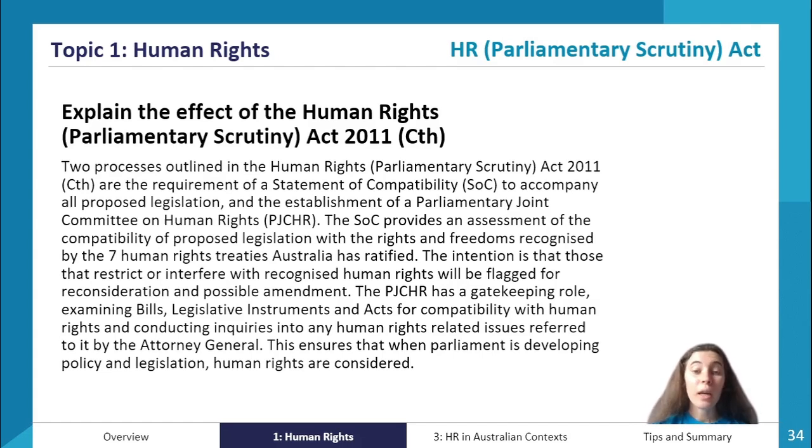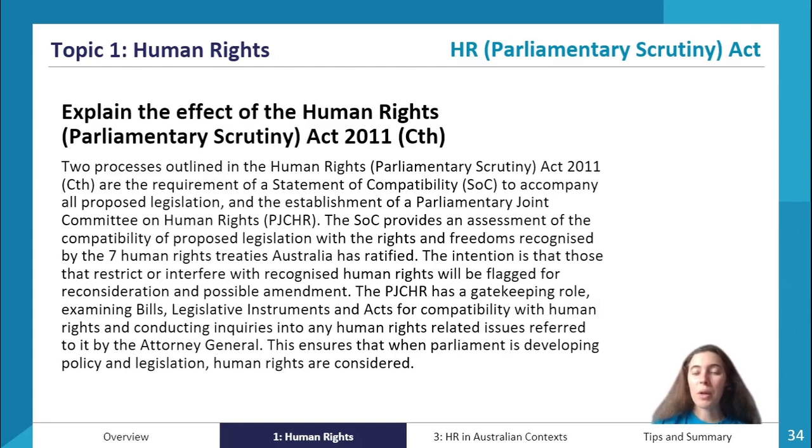And then the PJCHR has a gatekeeping role. So this is the Parliamentary Joint Committee on Human Rights. It has to examine bills, legislative instruments, and acts to look at the compatibility with human rights. And it also conducts inquiries into any human rights related issues that the Attorney General refers to it. So the whole idea of this is it's ensuring that when the Parliament is developing policy and legislation, human rights are always considered in the decisions that are made.